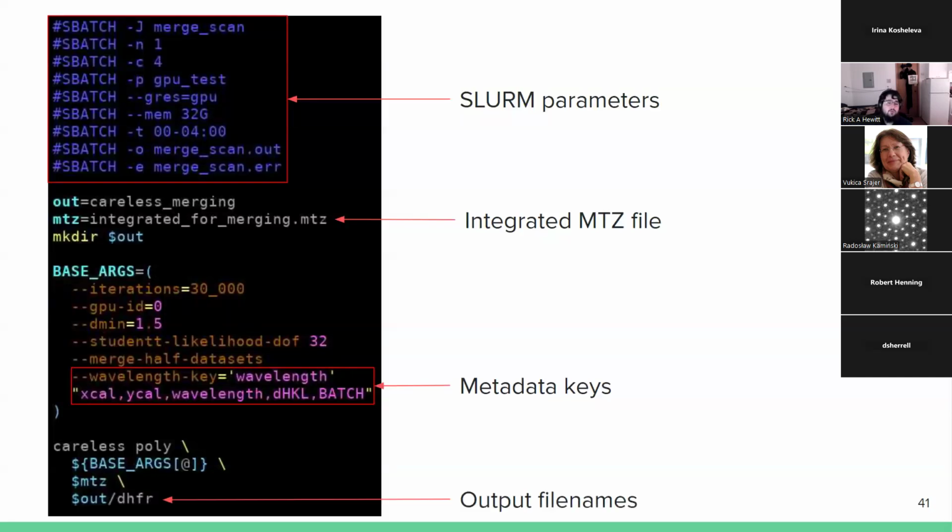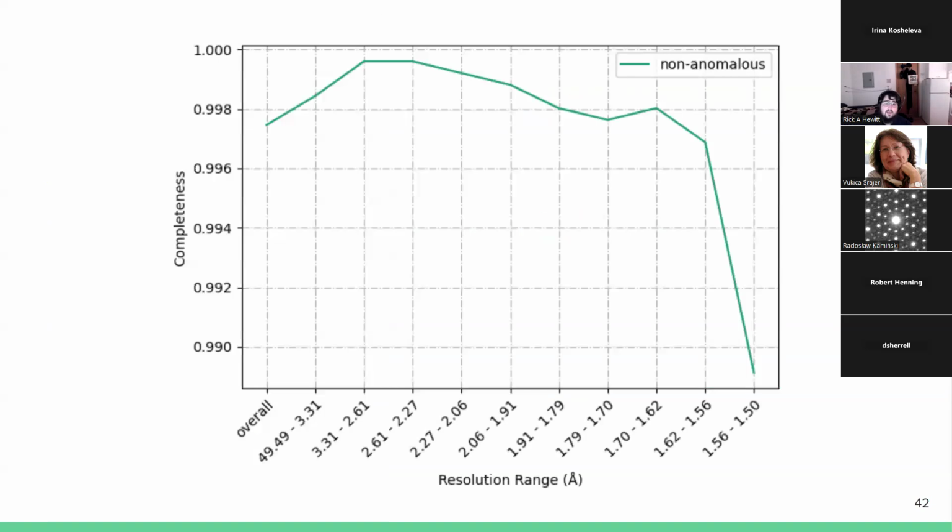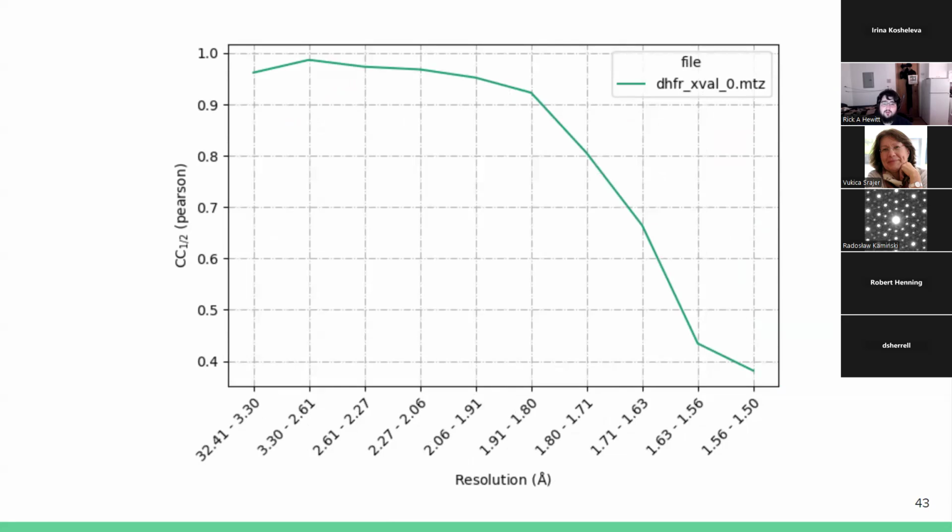And then this is the actual Careless call. So careless poly, providing these base arguments, the MTZ file, and then these output file names we'll put into an output directory. We call it careless merging here, earlier in the script, and then prepend all of the files with DHFR. For this DHFR experiment, this is our completeness, which is generally pretty good, out to 1.5 angstroms. And our cross correlation coefficients between half data sets, we have these out to 1.5 angstrom resolution.